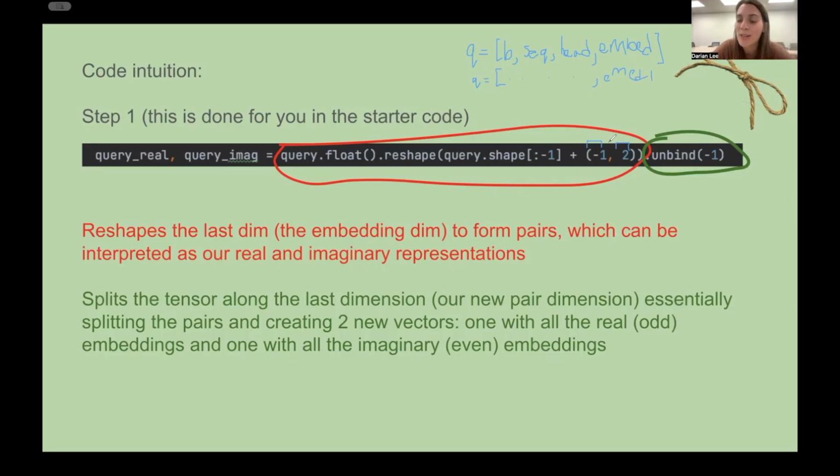And then after we get this embedding dimension split into pairs, we're going to do this unbind, which is going to take the first and second part of each pair and group them together. This is how we're going to get the query real, ending up with all the odd parts of each pair, which is going to be all the real components of this vector we're defining. And the query imaginary is going to be all the even parts of those pairs.